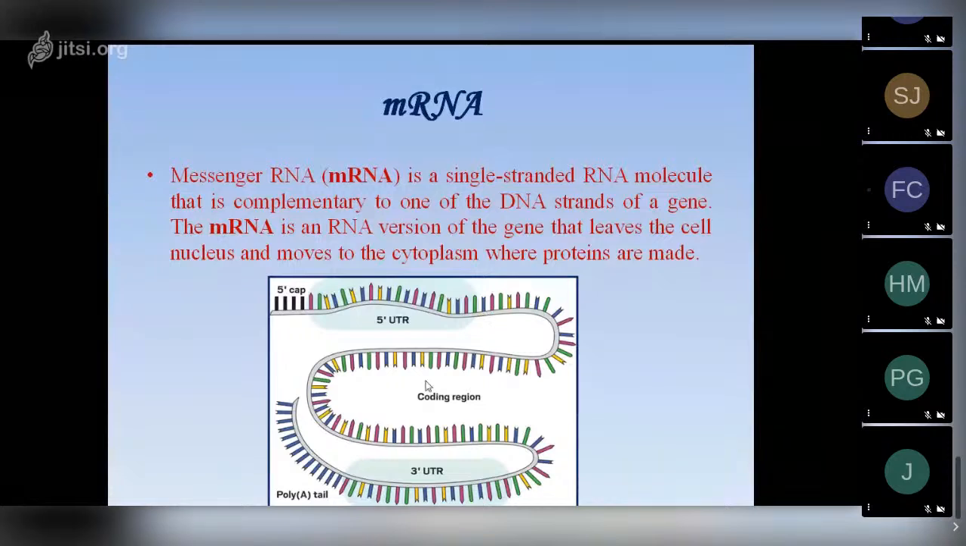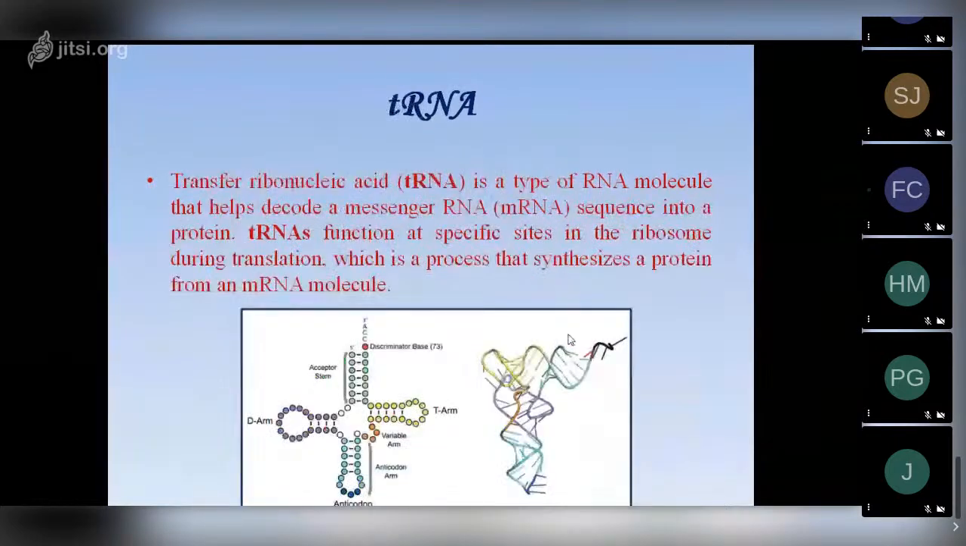And this is the UTR portion. UTR means the untranslated region. It cannot be translated into protein. The rest is the translated portion. This portion will be translated into the protein molecule. So according to the mRNA, protein will be synthesized. The information that DNA is keeping with it will ultimately be transferred to the protein.